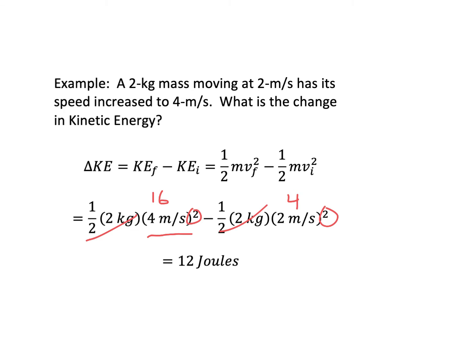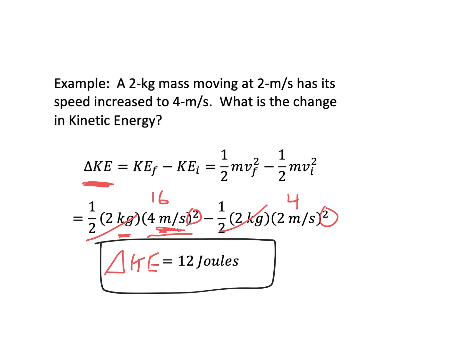16 minus 4 gives me 12. My units are going to be kilogram meters squared per second squared. That is a newton meter, which works out to be a joule. So we know the energy unit's a joule, so it's got to work out to be joules. And so 16 minus 4 gives me 12. What I find is that the change in kinetic energy is equal to 12 joules. And that's how you can calculate a change in kinetic energy.